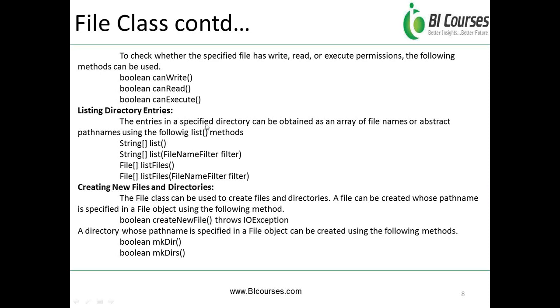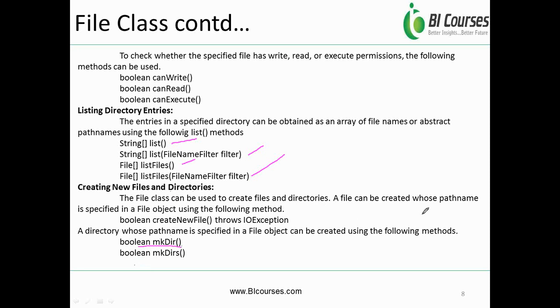And also listing directory entries. So suppose a particular File object is a directory and we want to see the list of the files, then we can use the String array method list. Okay, and you can also pass a FilenameFilter; listFiles, File objects also we can get, and FilenameFilter. So using this we can list out the entries in the directory, and you can create a new file. That File object will specify that particular path name, right? And if you want to create any directory, then you can use mkdir, boolean mkdir, and these can be used to create files and directories.